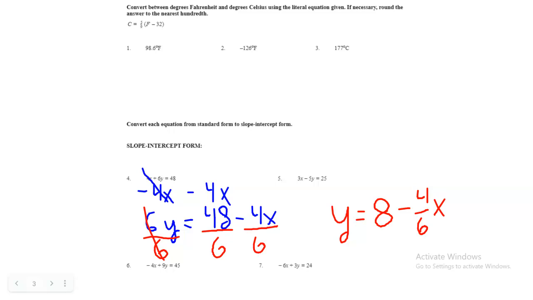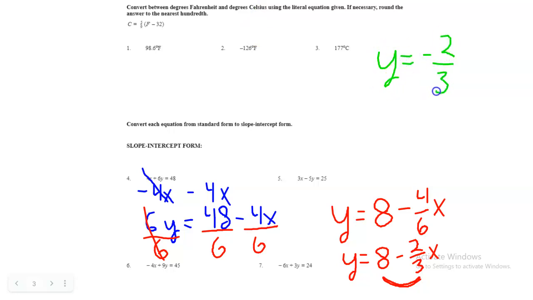So I'm running out of room here. So I'm going to be left with y is equal to 8 minus 2 all over 3x. And then that's not quite in slope-intercept form yet, so we'll just have to swap those. So I end up with, I'll write it up here in, let's see, green. So I end up with y is equal to negative 2/3 x plus 8.